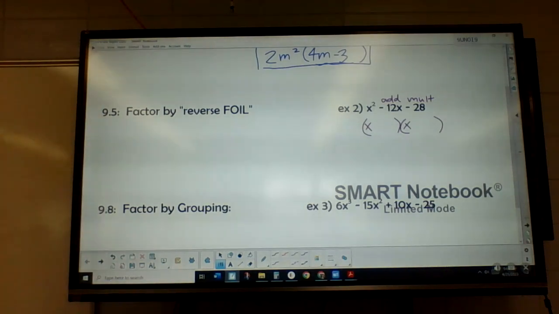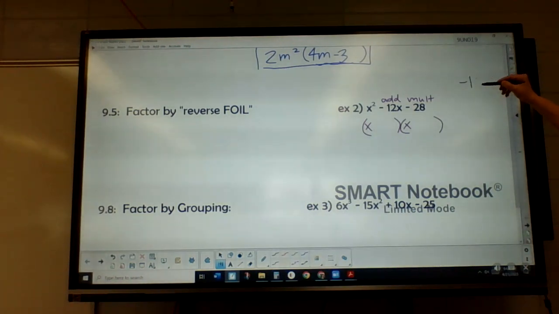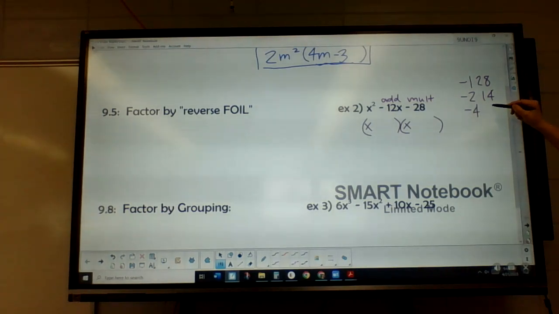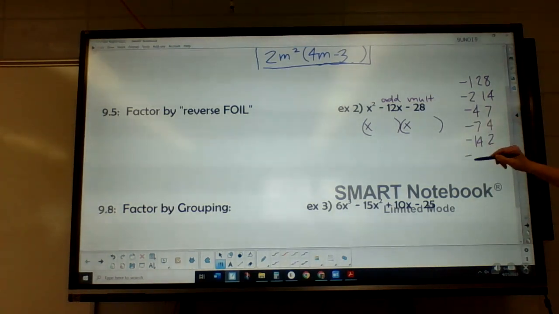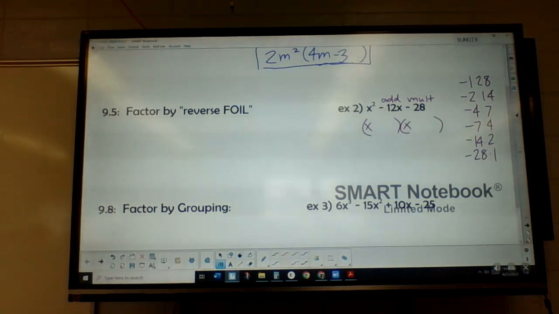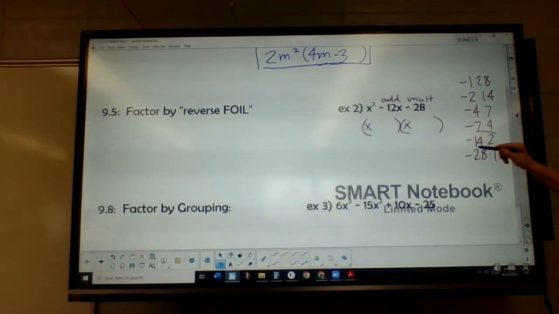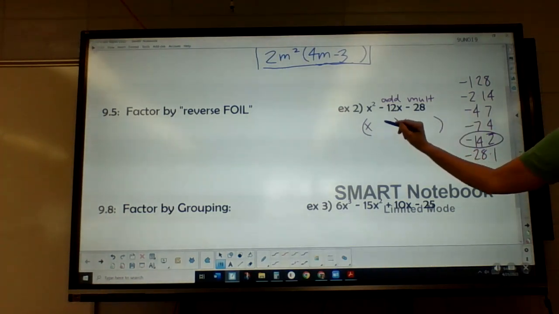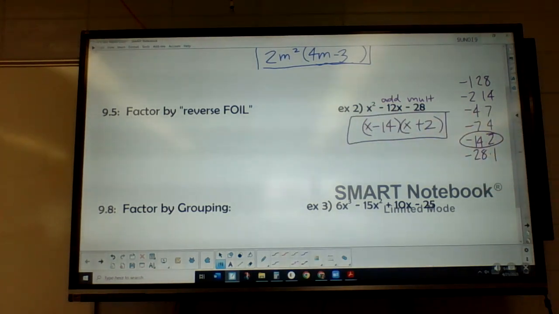So multiplying to get negative 28, adding to get negative 12. Again, this might be where your factor chart might come in handy. If you want one, like I said, we can print some more today. You don't have to make a whole list. It's just me trying to get you guys thinking about it. But I want it to be a negative 12, so the bigger number has to be negative. So this is where the negative 14 and 2 come in. And then we're done because this can't be factored any further.